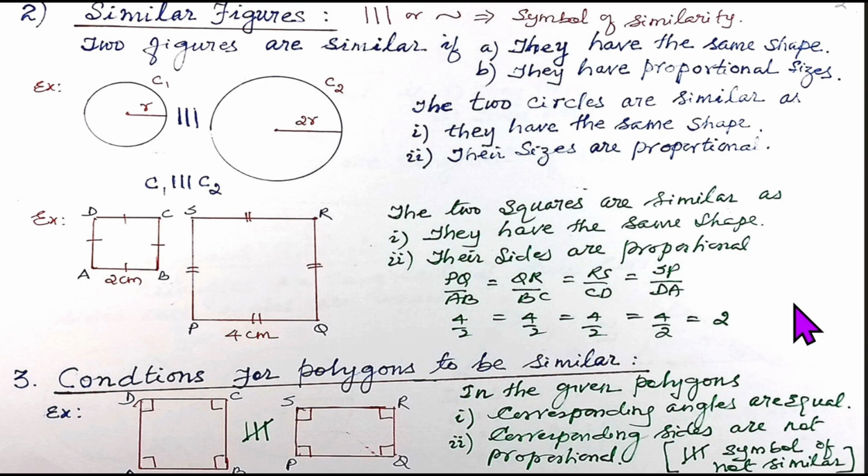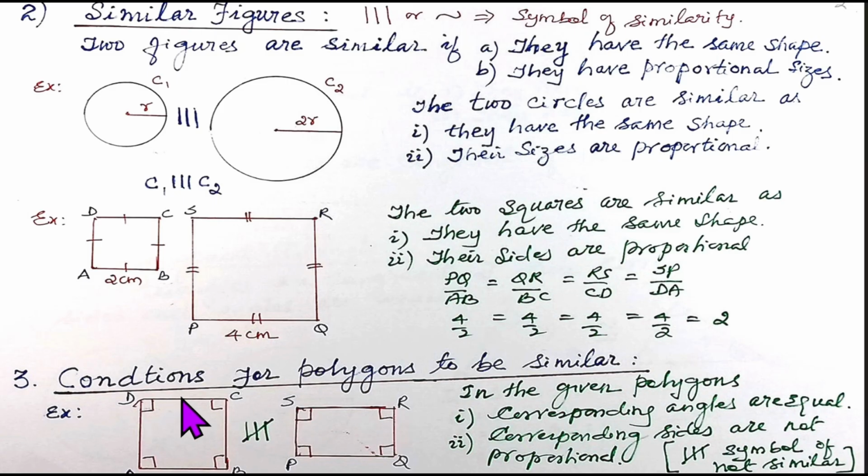Now what are the conditions for polygons to be similar? Let us take a few examples and understand and conclude it. Now I have taken two polygons here. One is a square, the other one is a rectangle. In a square and a rectangle, the corresponding angles are equal. That means angle A is equal to angle P, angle B is equal to angle Q, angle D is equal to angle S, angle C is equal to angle R, all are equal to 90 degrees.